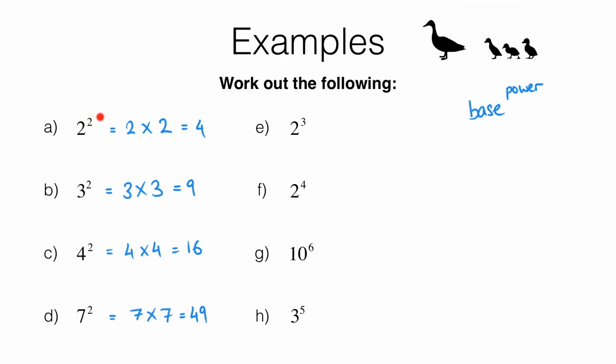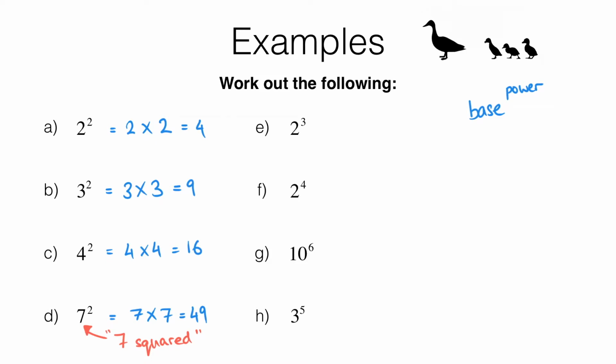Writing something to the power of 2 is something that we do so often in maths that we have a special name for it. Take D as an example. We could call this 7 to the power of 2, or we could call it 7 squared. Squared is a quicker way of saying to the power of 2. In the same way, we could say that this thing here is 4 squared. This is 3 squared, and this is 2 squared. It just saves us saying things like 2 to the power of 2.